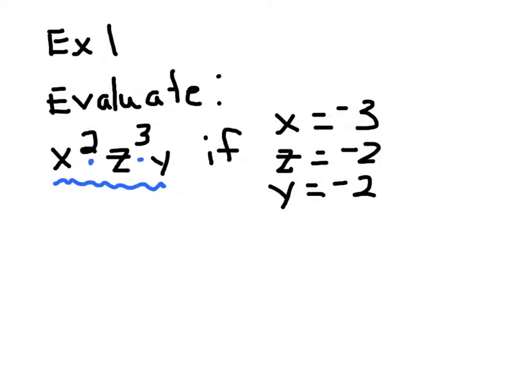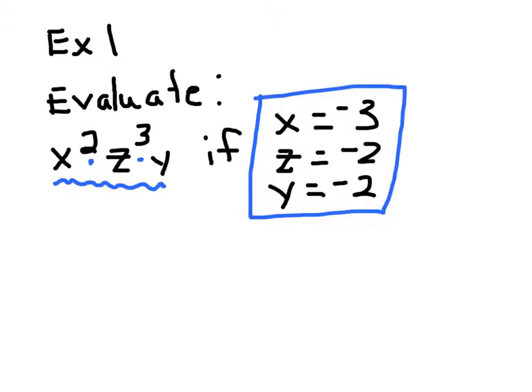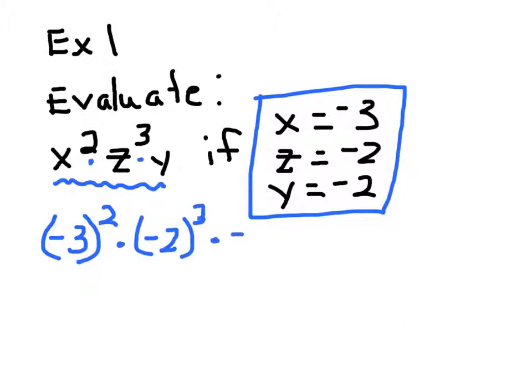So the first thing I'm going to do is place these values in for the letters. Whatever x is, I'm going to square. So x is a negative 3. Whatever x is, I need to square it, so I need to put that in parentheses. And then I'm going to take that times z cubed. Whatever z is, which is a negative 2, I need to cube that. And then I'm going to take that times y, which is a negative 2.